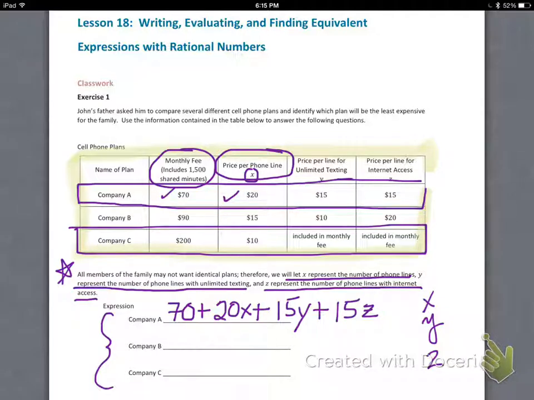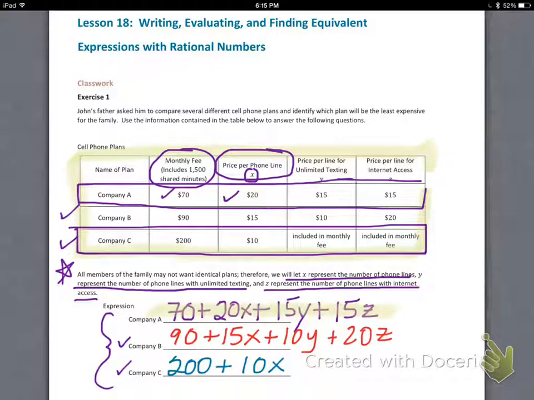So now with this expression, what we can do, which is really neat, is once we have some numbers, we can start plugging in values for X, values for Y, values for Z, once we find out within the family how many want the different services. All right. So what I'd like you to do right now is use the information for company B and company C that you can see in the table, and create expressions for B and for C, and come on back and compare it to what I have.